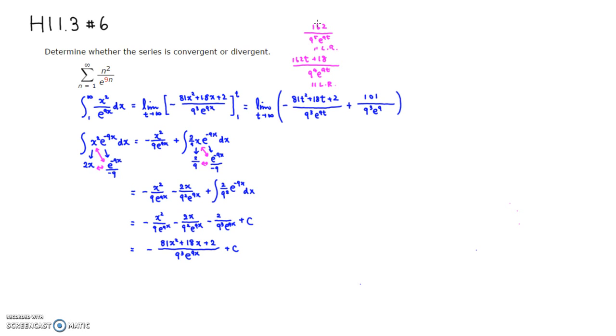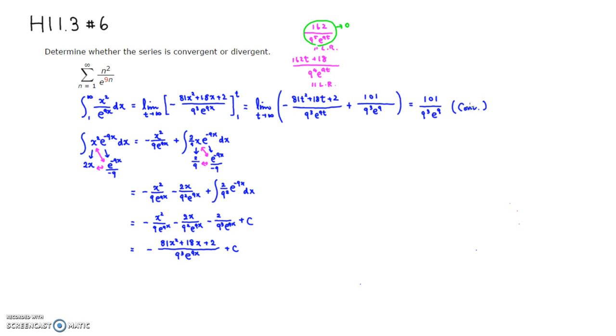All right, then we know where the limit goes. As t goes to infinity, the only thing that's getting larger is the denominator. So this guy approaches 0, and this is just a constant. So what you get is 101 over 9 cubed e to the 9th power. All right, so this is a kind of weird number, but it's still a finite number. So therefore, this improper integral is convergent.